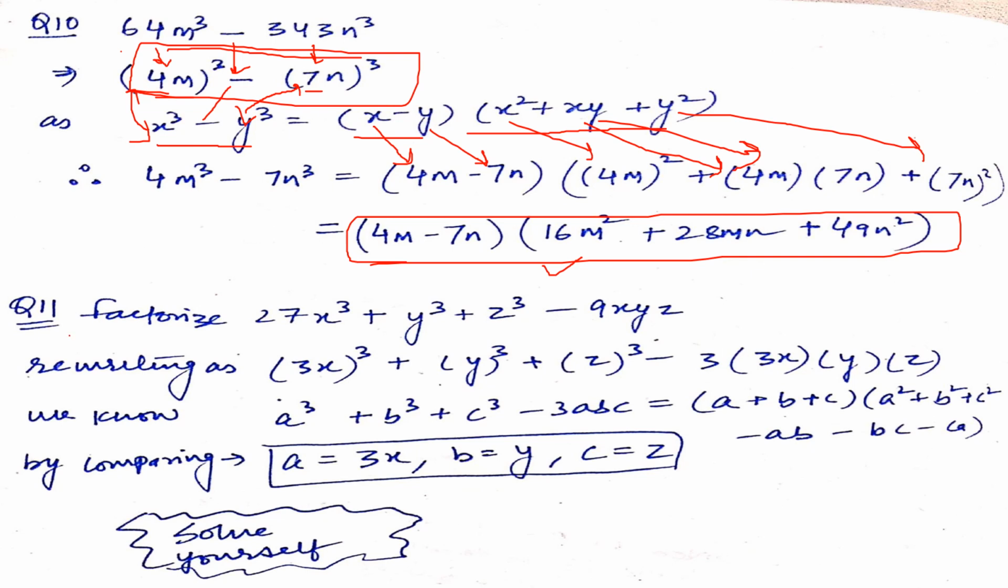Now, question number 11, factorize 27x cube plus y cube plus z cube minus 9xyz.